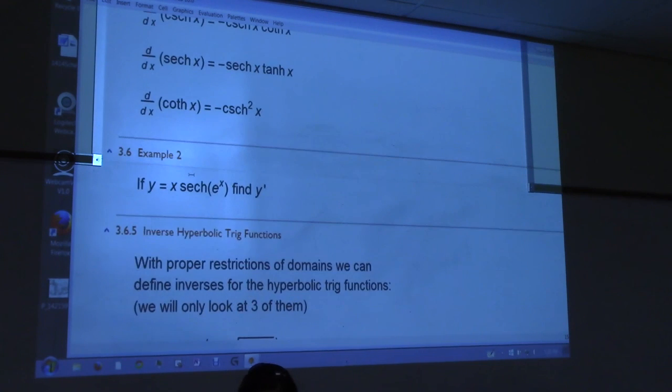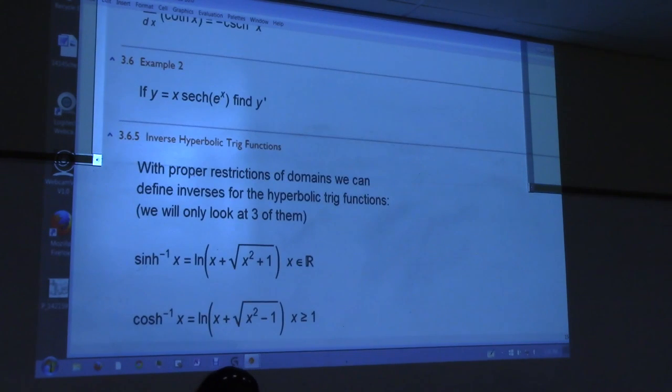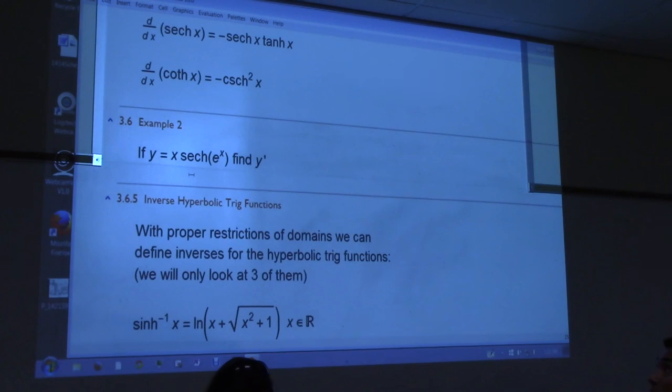And I believe the next thing we're going to do is actually prove. Oh no, we're going to take a derivative. So we're going to do this one right here. If y is equal to x hyperbolic secant of e to the x, find y prime.